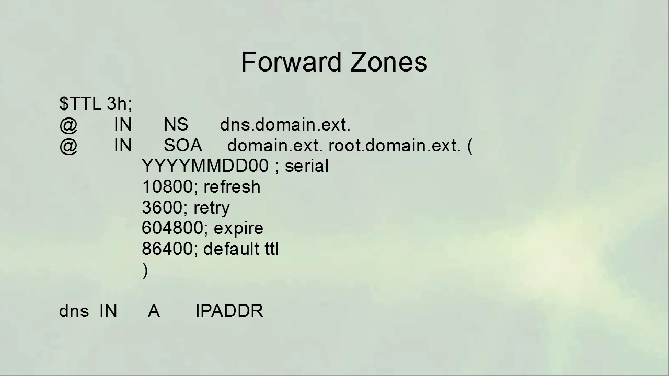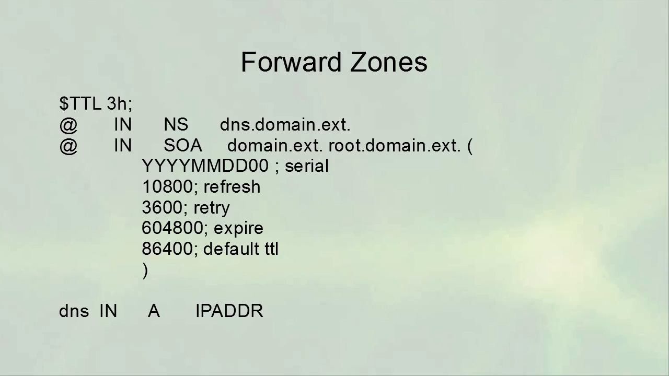But we can see the very top line right there is a $TTL 3H, which basically means your time to live for each of your entries is 3 hours. That's the default time, but it can be overridden and changed. And then you can see the @ sign.